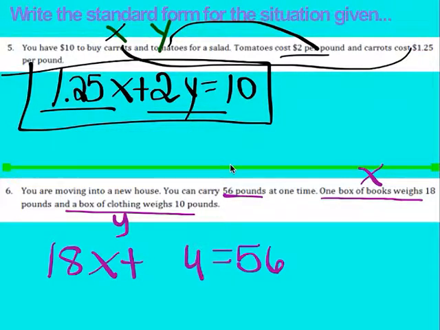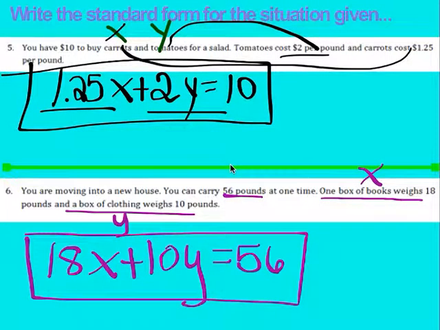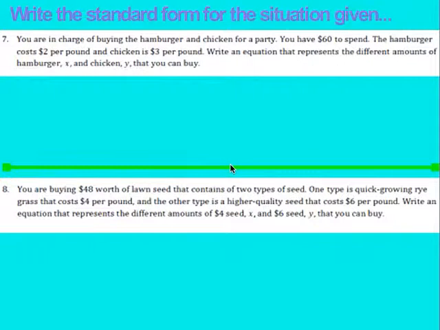Then, for every Y box of clothing, it's going to weigh 10 pounds. So that right there is our final setup. That's your answer for number 6. All right, let's go ahead and take a look at number 7. Again, remember, if I'm going too fast, feel free to pause the video for whatever you need.